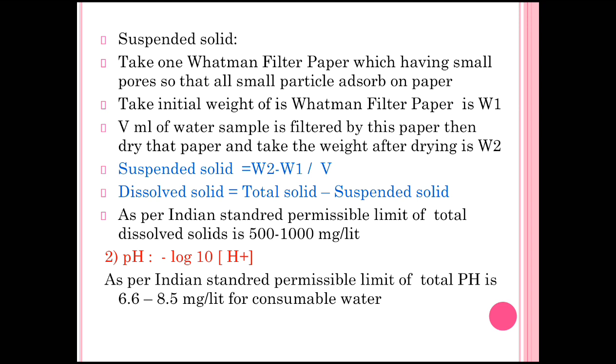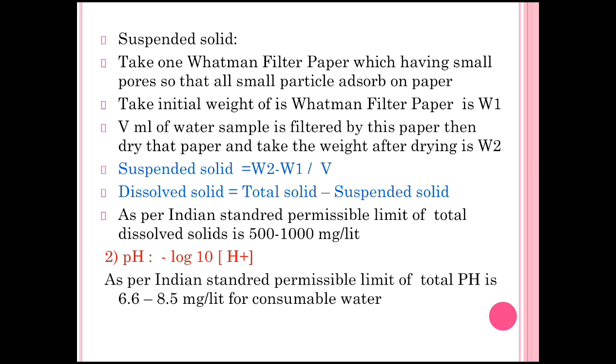Now the second chemical factor is the pH. We know that the definition of pH means the presence of hydrogen ion concentration in water. Its mathematical formula is minus log to the base 10 of the concentration of H plus ions. As per Indian standard, the permissible limit of pH is 6.6 to 8.5 for consumable water.